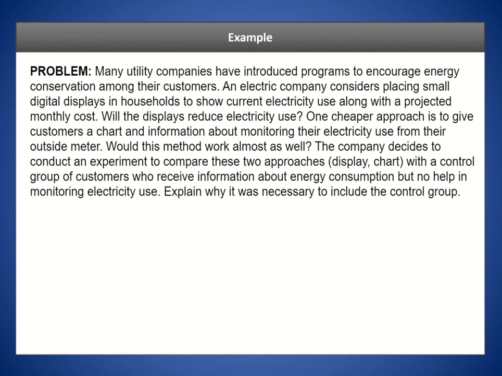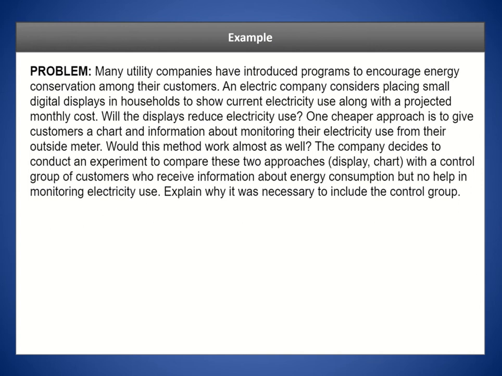Utility companies have introduced programs to encourage energy conservation among their customers. An electric company considers placing digital displays on households to show current electricity use along with the projected monthly cost. Will the displays reduce electricity use? One cheaper approach is to give customers a chart and information about monitoring their electricity use from the outside meter. So we're asking, would this method work almost as well? The company decides to conduct an experiment to compare the two approaches.